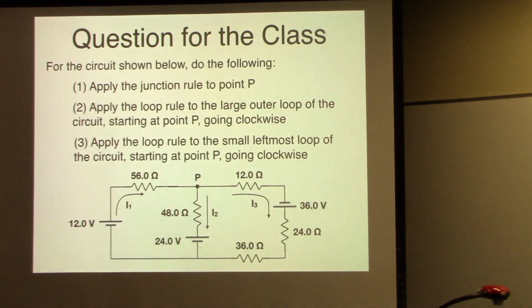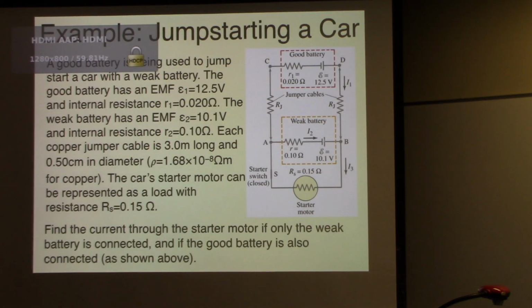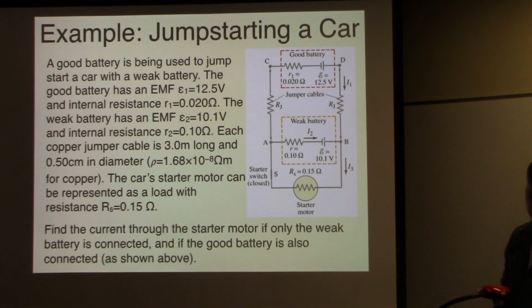So let's keep going with these. The next example I want to do involves jump-starting a car, which is something you may have encountered at some point in your life. Basically, here's what's happening. A good battery is being used to jump-start a car with a weak battery.